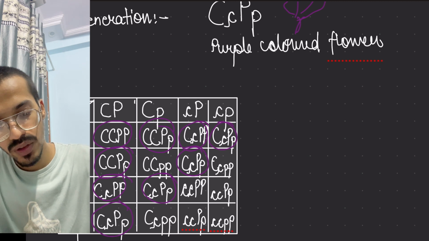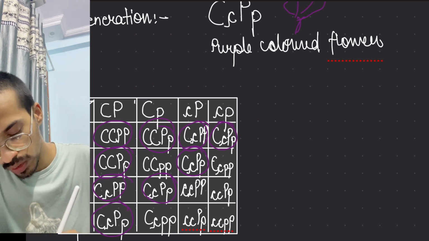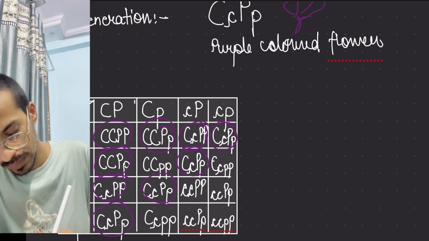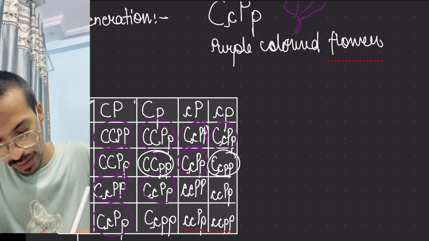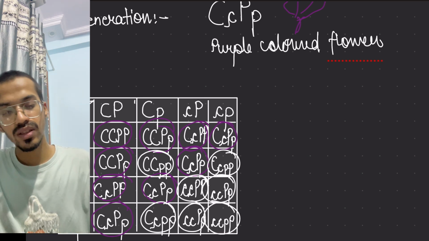And the white flower would be when there is no capital, right, when both the capitals are not present. Here both capitals are not present, not present, not present. So let's just calculate it.